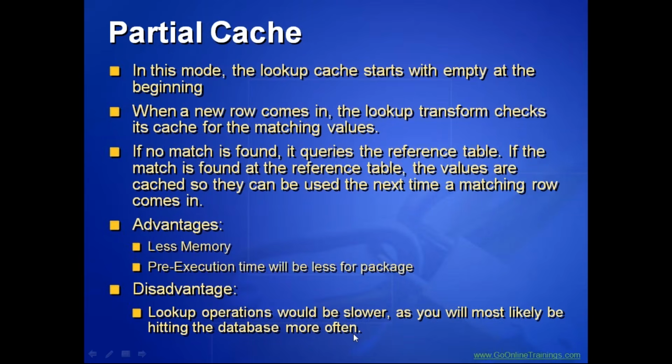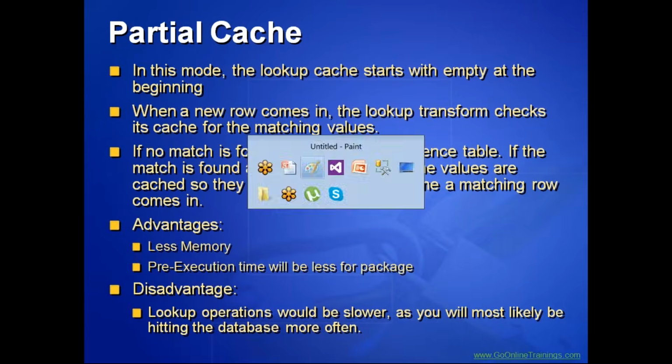Let us read this. In this mode, the lookup cache starts empty at the beginning. When a new row comes in, the lookup transform checks its cache for the matching values. If no match is found, it queries the reference table. If the match is found in the reference table, the values are cached, so they can be used the next time a matching row comes in. Advantages are less memory and less pre-execution time. Disadvantages, lookup operations would be slower, as you will most likely be hitting the database more often.